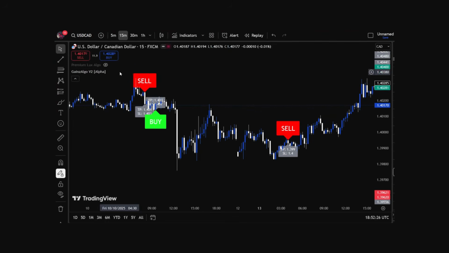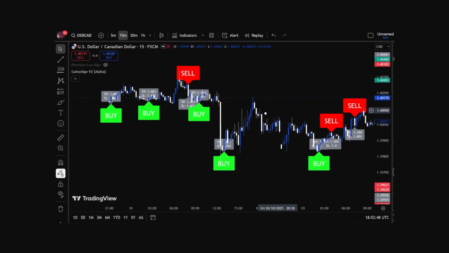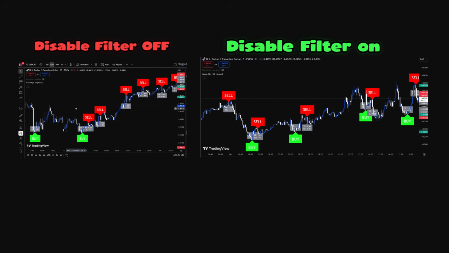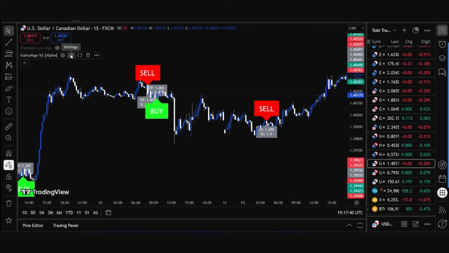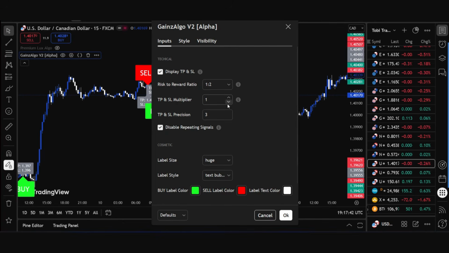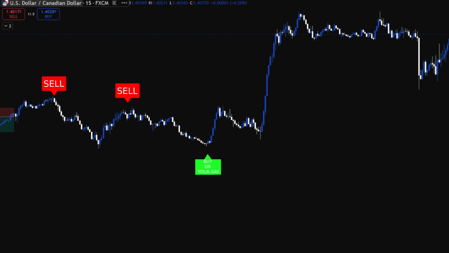Disable repeating signals. This is a filter to prevent the indicator from spamming you with buy signals one after another in the same area. When turned on, it will wait for an opposite signal, a sell, before it's allowed to show another buy. This cleans up the chart significantly. TP and SL multiplier. This is a risk dial. A higher number makes both your TP and SL further away from the entry price, meaning you're taking on more risk for a potentially larger reward. A setting of 1 is standard. Cosmetic settings. The rest of the inputs just let you change the colors, size and style of the buy-sell labels to your liking.